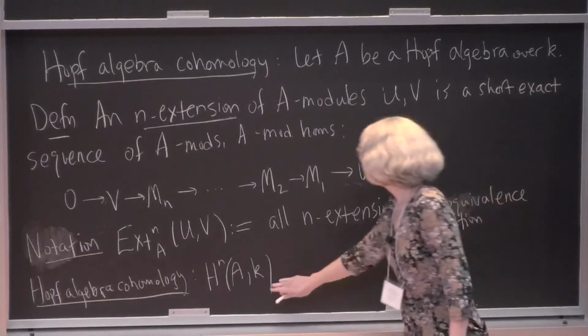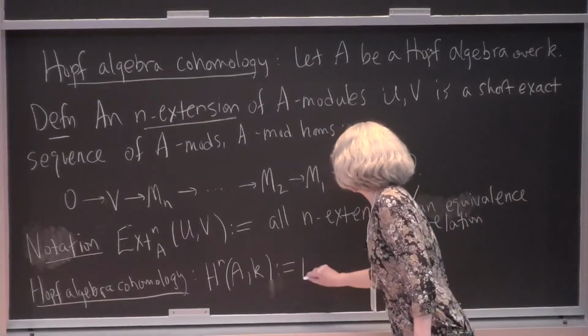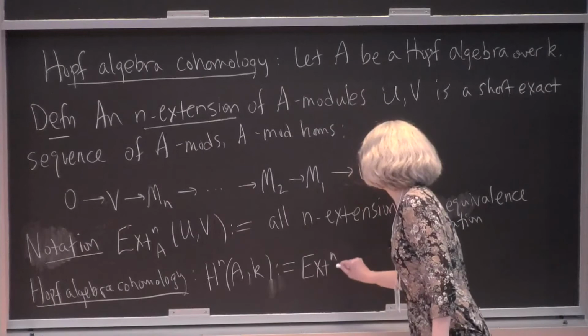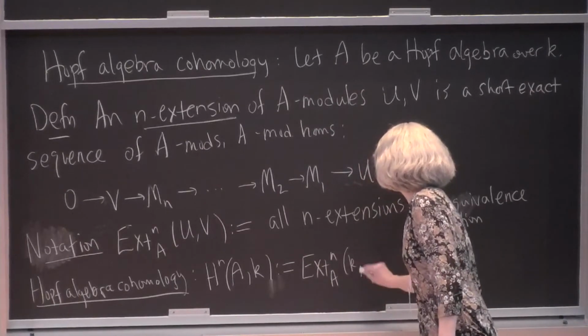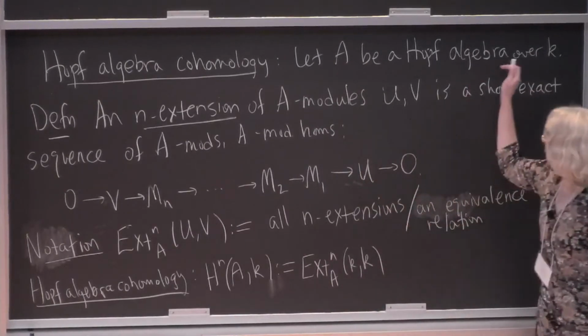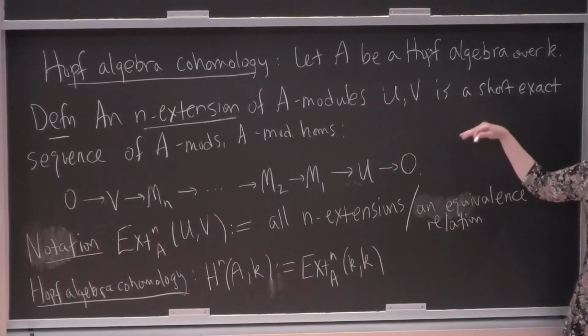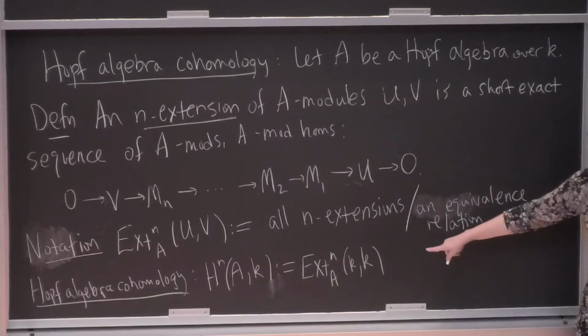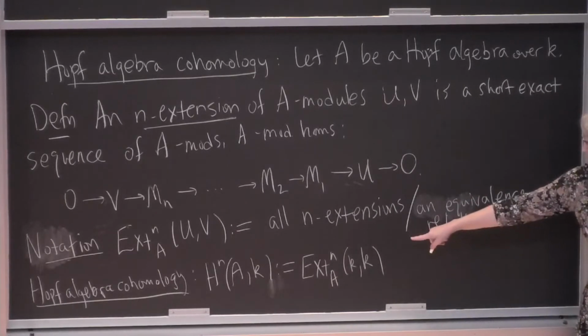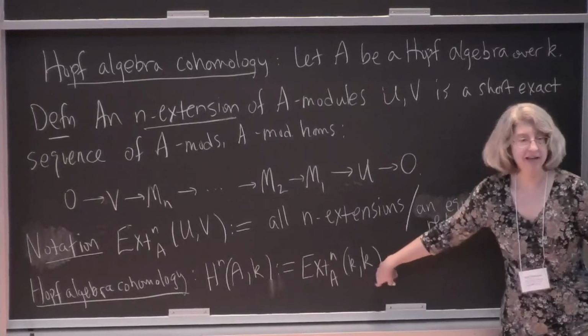K is a field, and I'll define this to be Ext^n of two copies of k. So we'll take the field to be a module under the trivial action given by the counit, just like before. And so I'm interested in this H^n, extensions of k by k.